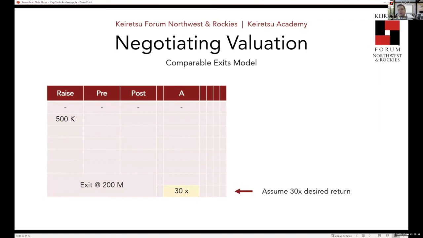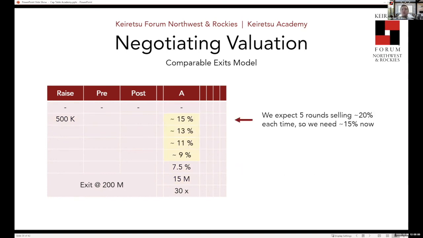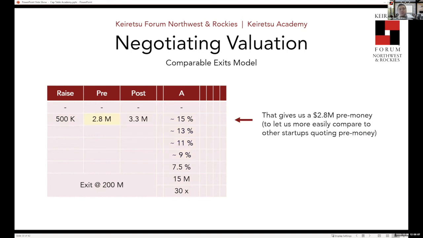Let's say that we're investing very early. We're in that friends and family round. We're taking a lot of risk. What this means is that at the time of exit, if I put in 500,000, I need to get about 15 million back. From there, it's a pretty simple metric: if we expect this company to raise capital in 5 rounds and we expect to be diluted about 20% each time, we can walk that back pretty easily to see how much we need to own at exit, how much we need to own now, and then do those calculations to determine what our post-money needs to be and back it out to get to what the pre-money needs to be.